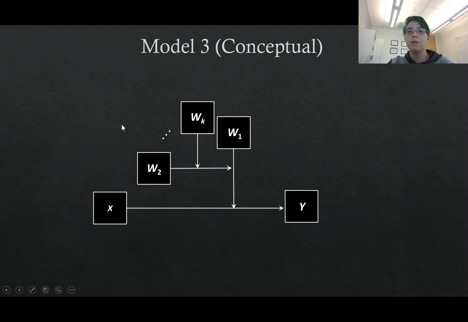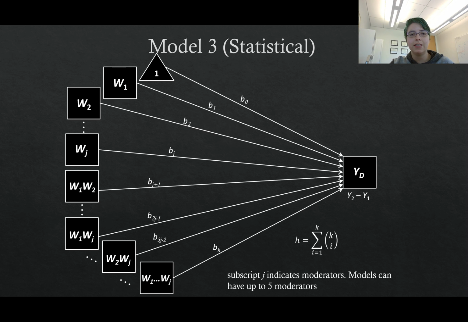Model 3 allows the moderators to interact with each other, so this is a multiplicative moderation model. And again, the statistical diagram for this gets really complicated because we're allowing for all of the potential interactions between all of the different moderators. If you're interested in these moderation models, I have a paper in Behavior Research Methods in 2019 that walks through these models, particularly models with multiple moderators, and how to probe interactions in these models.